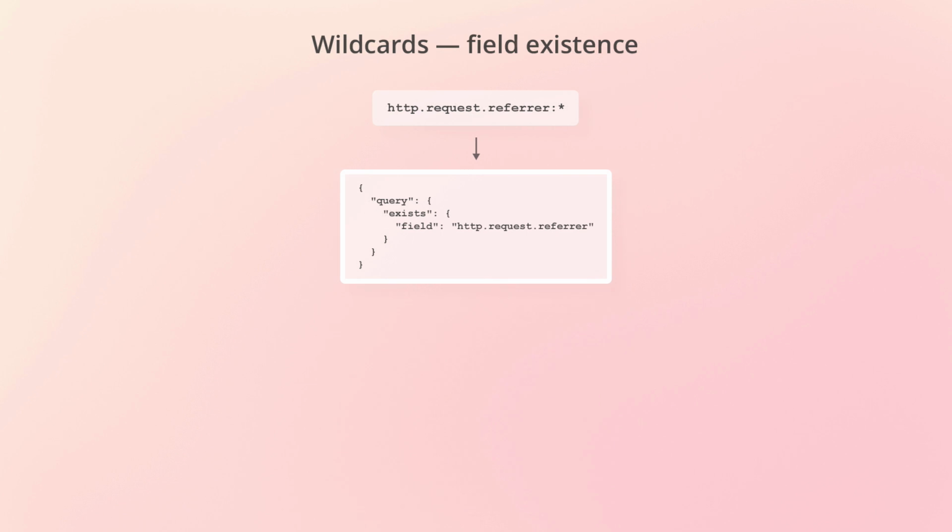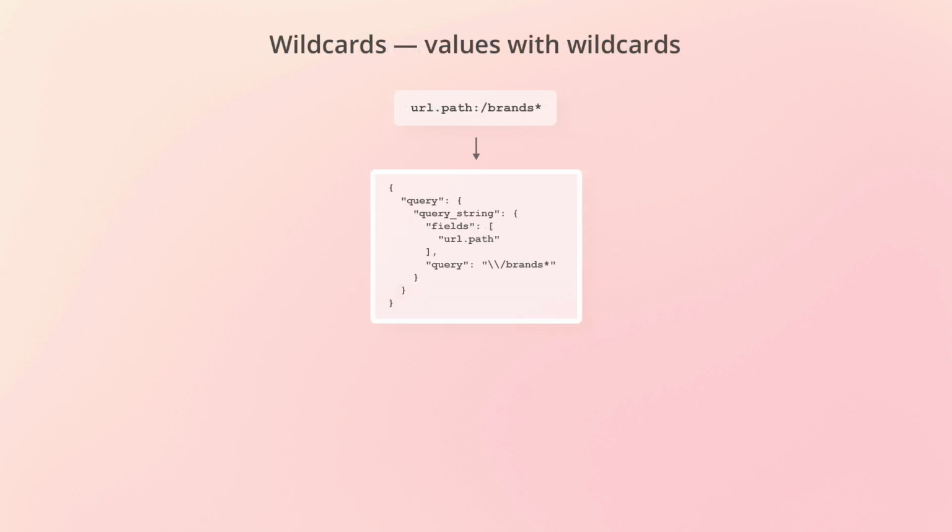Last but not least, we can make use of wildcards within queries. If we only supply a wildcard, being an asterisk, as the value, this will match all documents that contain the given field. Internally, this query is translated into Elasticsearch's exists query. We can also use an asterisk as part of the value instead. This way, paths beginning with /brands will be matched. As you can see, this is translated into the query string Elasticsearch query.